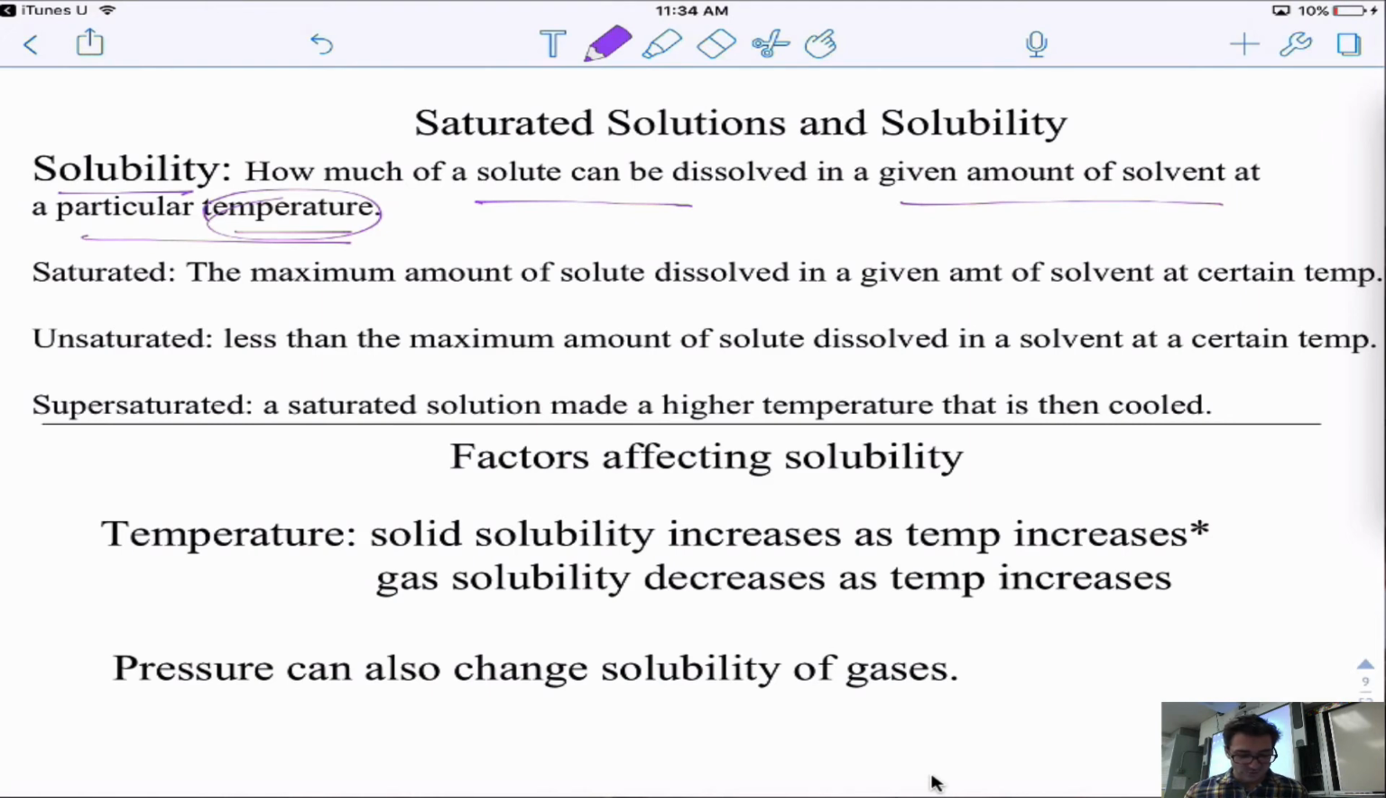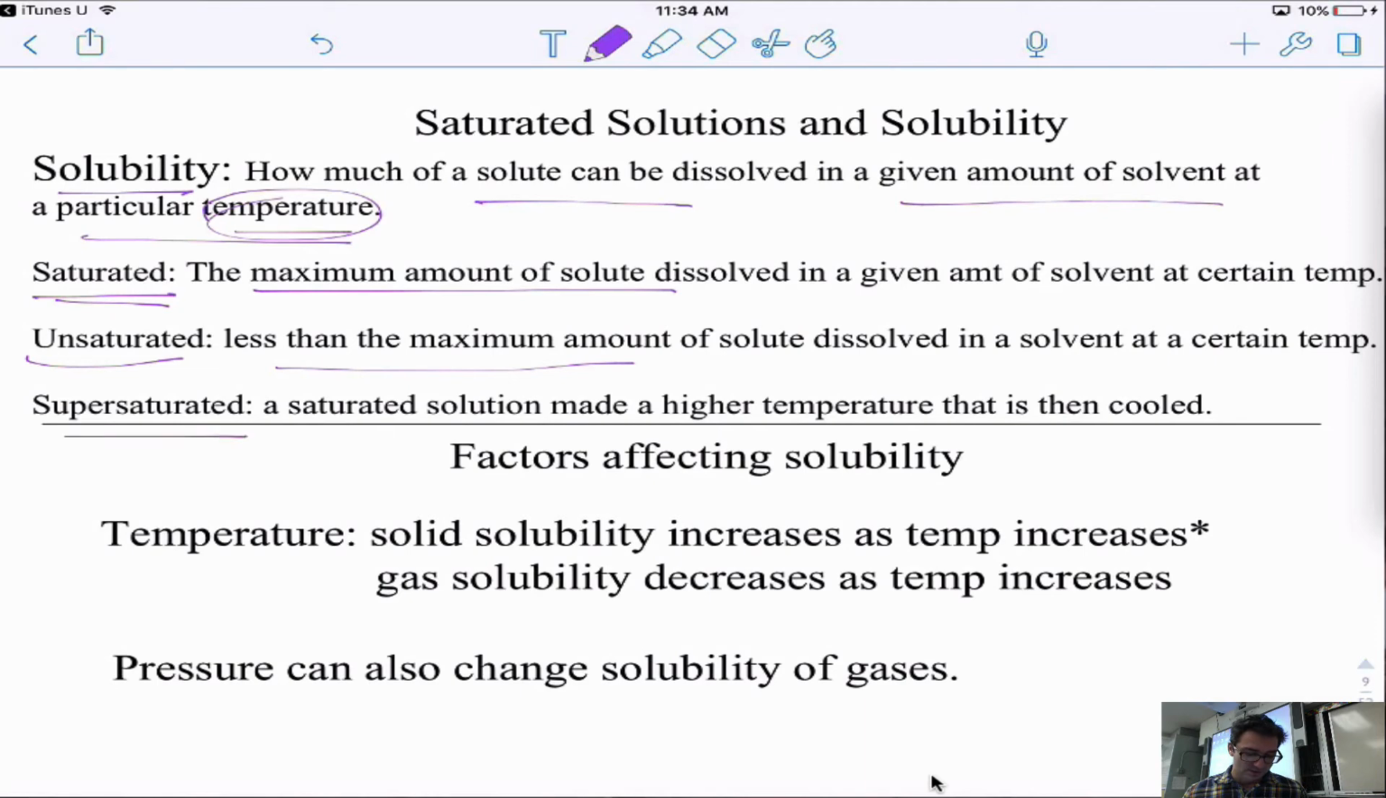So, when we talk about a saturated solution, this is describing a solution in which you have the maximum amount of solute dissolved in a given amount of solvent at that specific temperature. You can't fit any more. If we're unsaturated, that actually means that you haven't put in the full amount of solute. You have less than the maximum at that temperature.